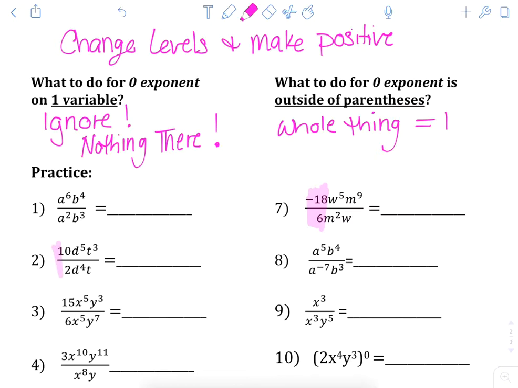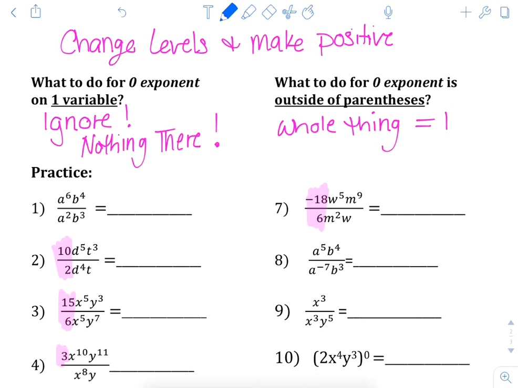Same thing like on number 2. I have a 10 and a 2, or a 15 over 6, or a 3. Anytime you have those numbers on top and bottom, we're going to treat that like a regular fraction. We're going to divide them. They follow the normal rules. Okay, so let's go through and do those ones first.